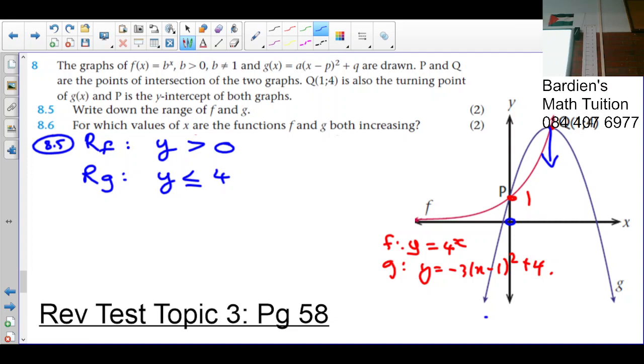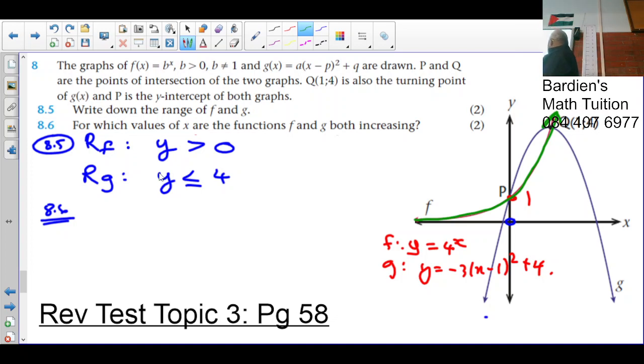Okay. Look at 8.6. In 8.6, for which values of x are the functions f of x and g of x both increasing? So we're now going to look at where both parts of the graph are increasing. Let's look at f first. What do you notice about f? It's always increasing, not so? So we are only going to say where the graph of g is increasing, because f is increasing all the time.